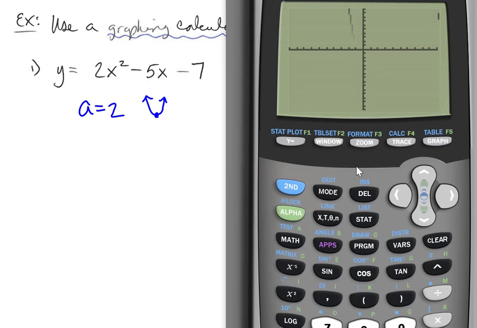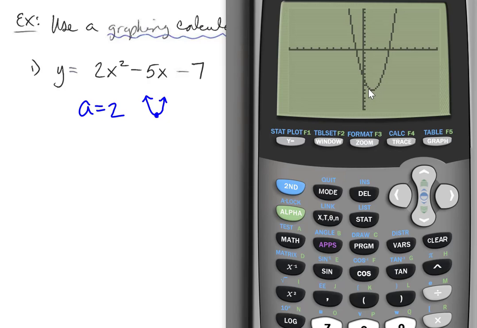Not zoom 6. We already did that. That would reset the window again. We've adjusted the window, and now if I hit just the graph button, it'll take me back to the newly adjusted window. Notice you can see it kind of just took our window down a little bit, so now we can clearly see the vertex of our parabola here.